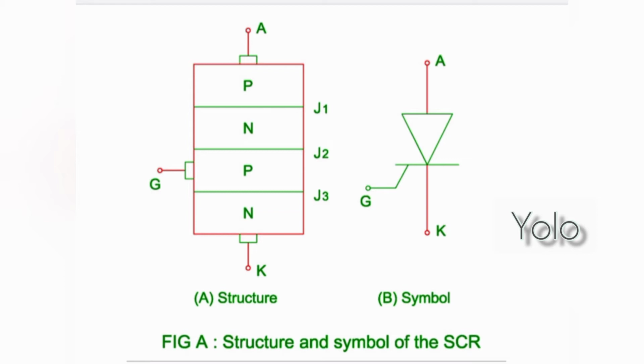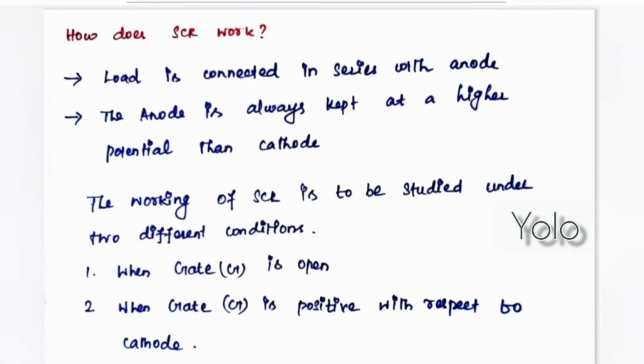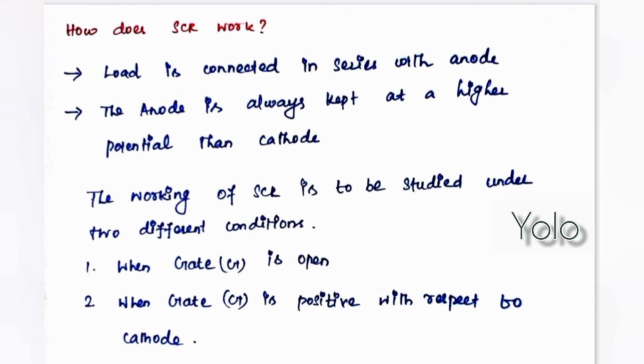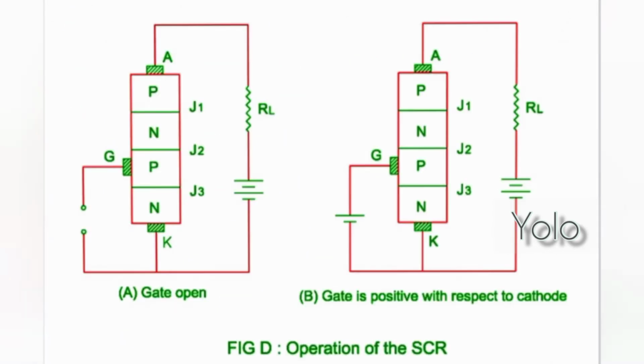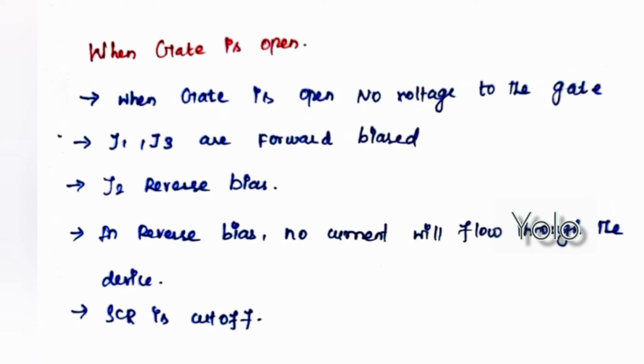How does SCR work? Load is connected in series with the anode. The anode is always kept at a higher potential than the cathode. The working of SCR is studied under 2 different conditions: first, when the gate is open, and second, when the gate is positive with respect to cathode. When the gate is open, no voltage is applied to the gate. So junctions J1 and J3 are forward biased and J2 is reverse biased. In reverse bias, no current will flow through the device. SCR will be cut off.